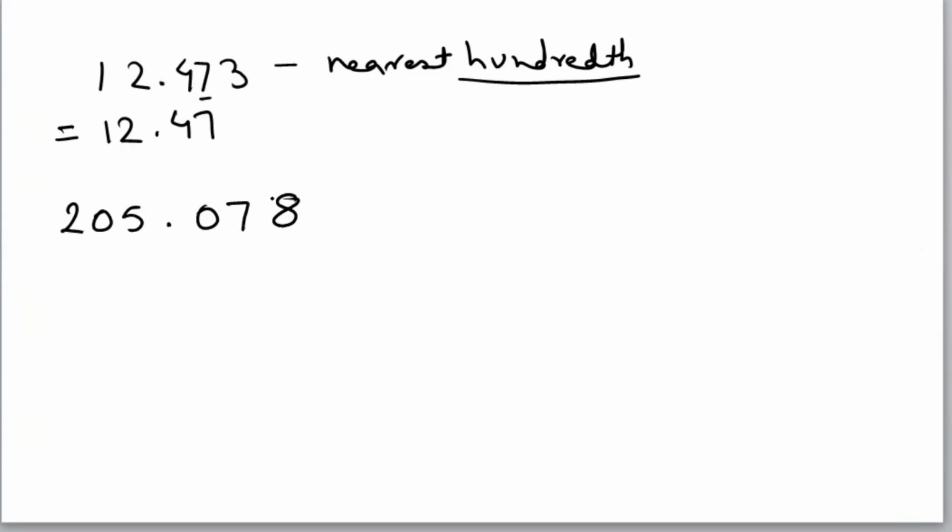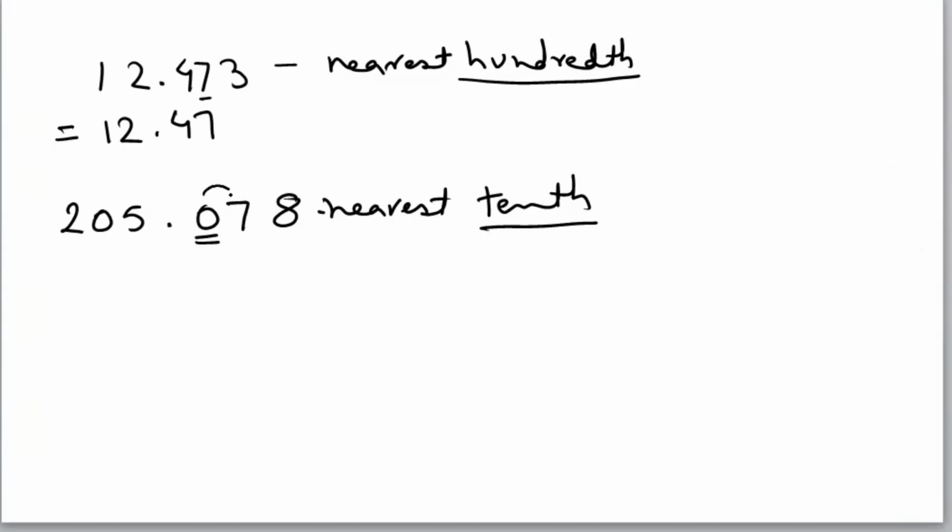205.078. And you have to round it to the nearest 10th. So at the 10th place, where is the 10th place? This is the 10th place. And which digit is at the 10th place? It is 0. So now we have to look at the right side.